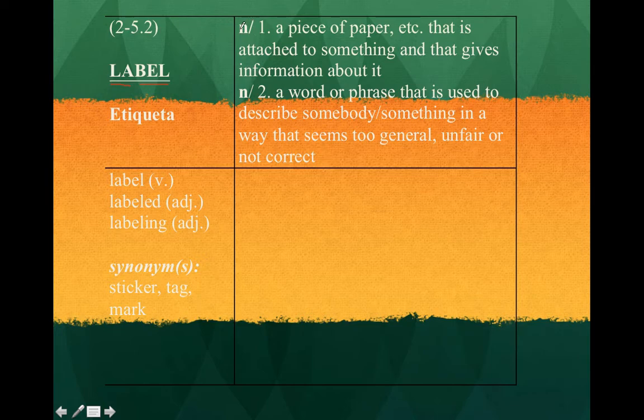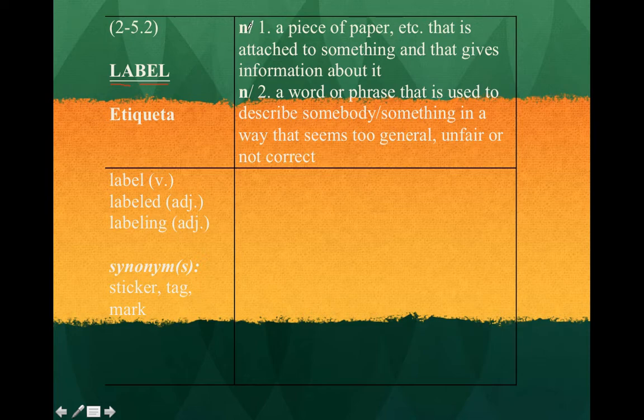We are using this word, we're using label, as a noun. The part of speech of label is noun. It's used as a noun. Both definitions. Let's go over the familiar words. We got label, verb. To label is to place the label on a product, on a jar, on something. Labeled is an adjective. Labeling is an adjective. So be careful when you're writing your sentence. Make sure that you're using the word label as a noun and not as a verb.